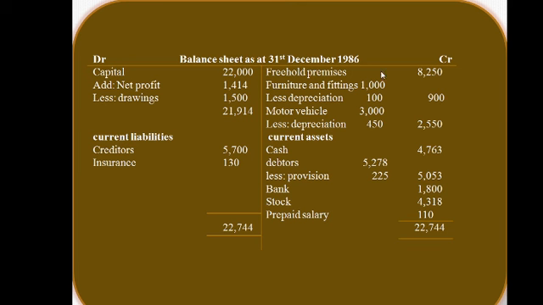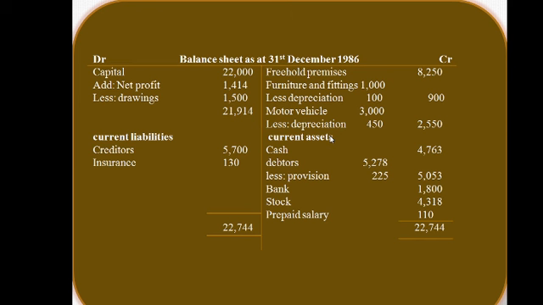Now let's go back to the credit side. We start listing all our fixed assets first. Freehold premises 8,250. Furniture and fittings 1,000 naira, but we have to remove 100 naira for our depreciation, according to what the question said we should do. So this is 1,000 minus 100 naira gave us the 900. So motor vehicle was 3,000 naira. We remove our depreciation, which is 450 naira. We have 2,550 naira.